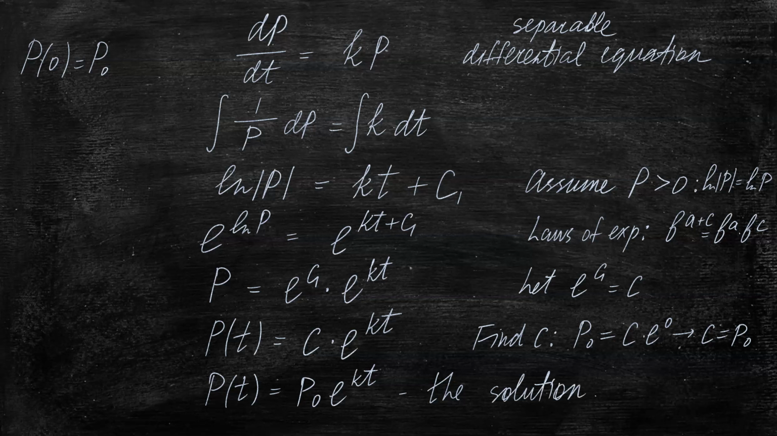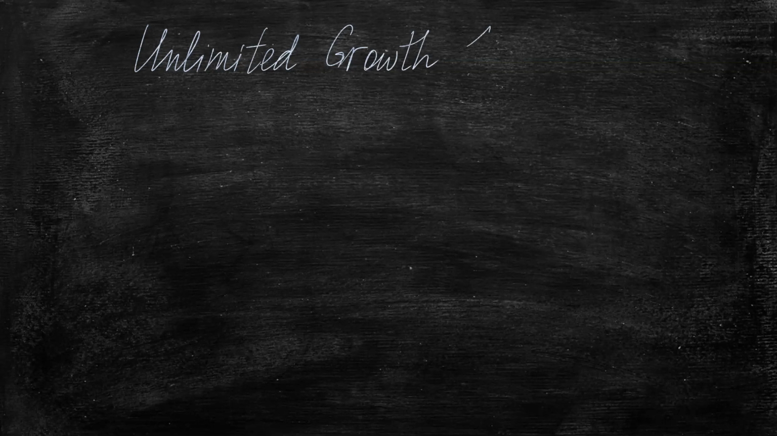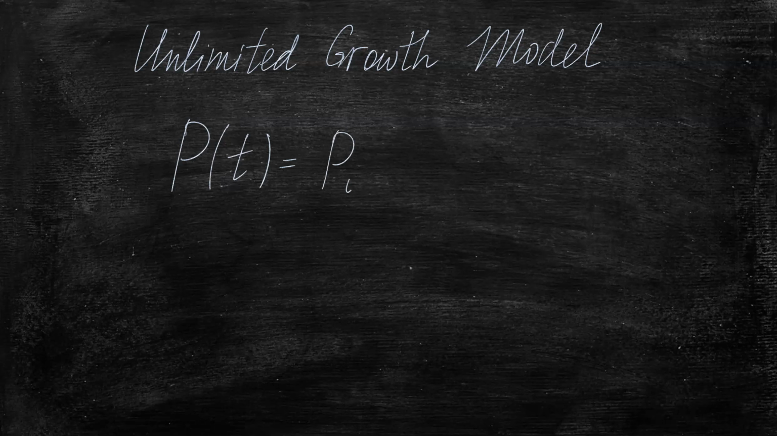So this is the solution. So if we have a population that grows without any constraints at a rate proportional to its size, then this is what we call the unlimited growth model. Then the population at time t can be expressed in the following way.